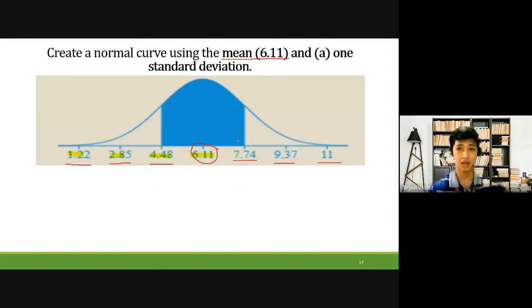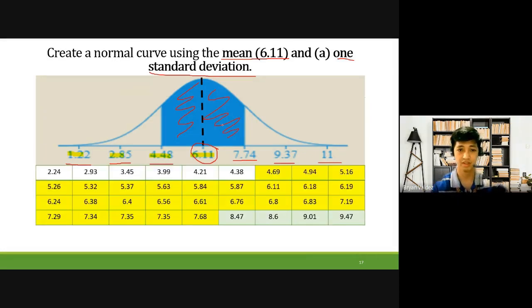Okay? Now, nabanggit ko na yung mean is the center of the normal curve. And ang sabi is 1 standard deviation away from the mean. So, kailangan lang natin i-shade is yung 1 standard deviation away from the mean. So, ibig sabihin, kailangan mag-add tayo ng 1 standard deviation sa 6.11 and magsu-subtract tayo ng 1 standard deviation mula sa mean. So, 6.11 plus the standard deviation, that is 7.74, and then 6.11 minus the standard deviation, that is 4.48. Kaya itong area lang na ito, yung naka-shade.